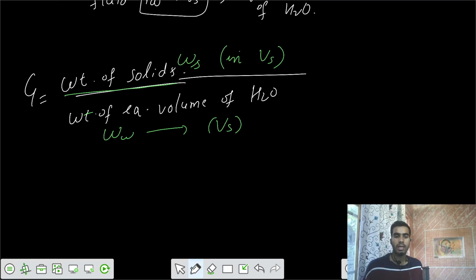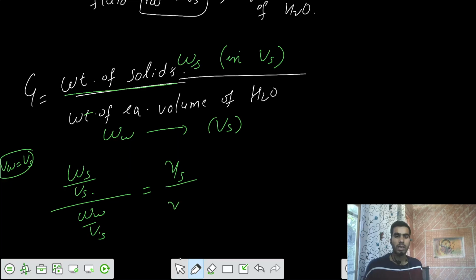If I write that, it's weight of solids by volume of solids divided by weight of water by volume of water. But here we are talking about the same volume of solids. So this is actually gamma solids by gamma W. That's your G. The volume of water should equal the equivalent volume of solids, so Vw is actually equal to Vs.